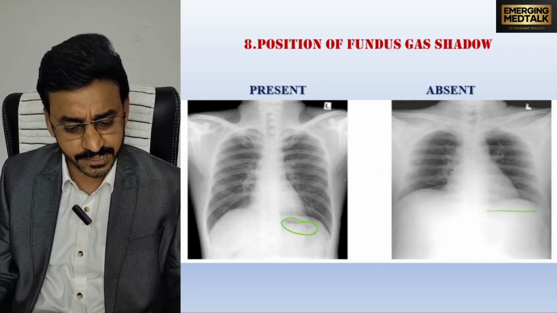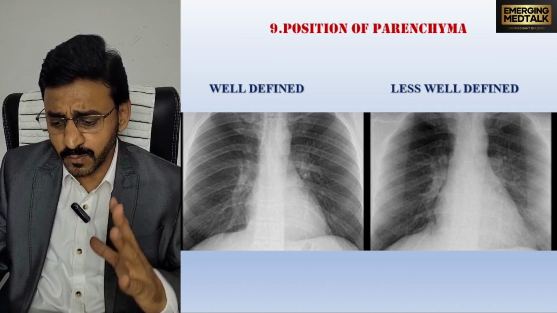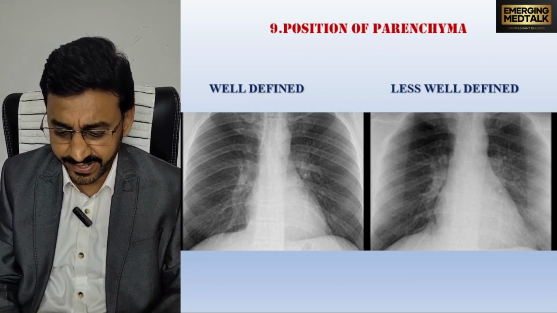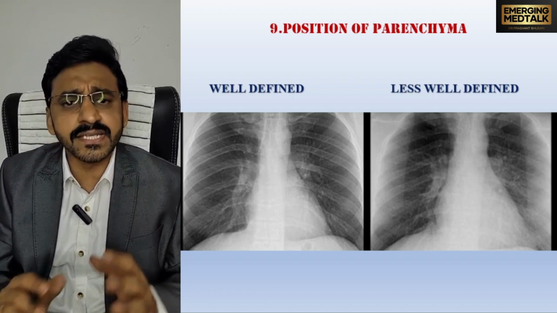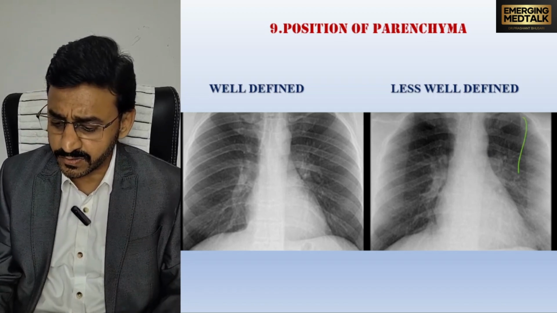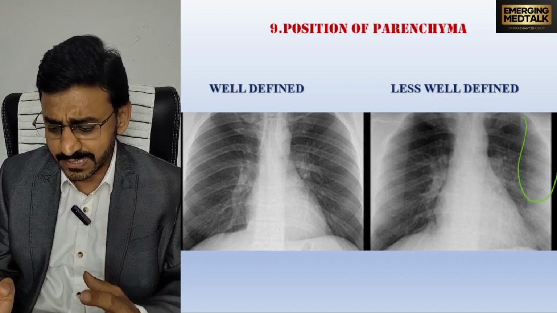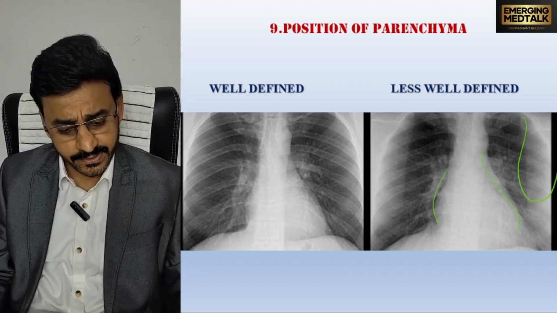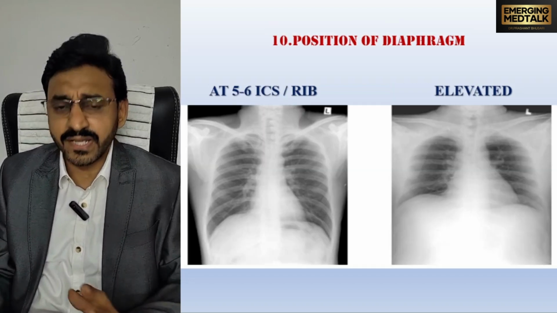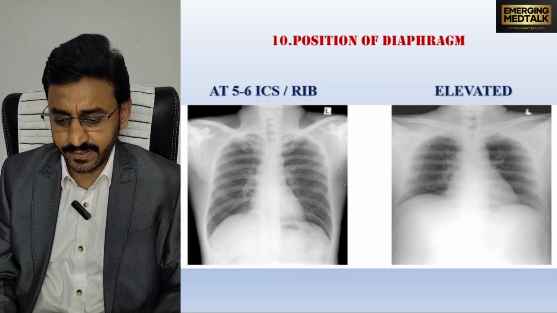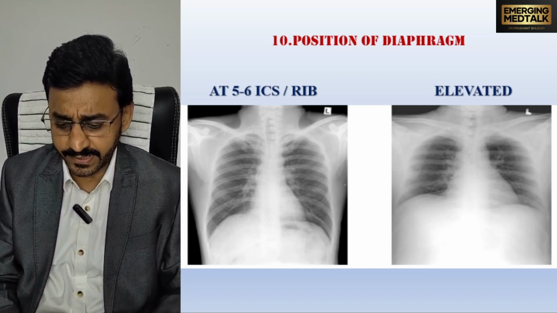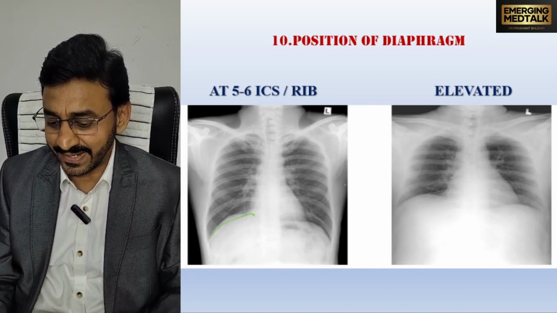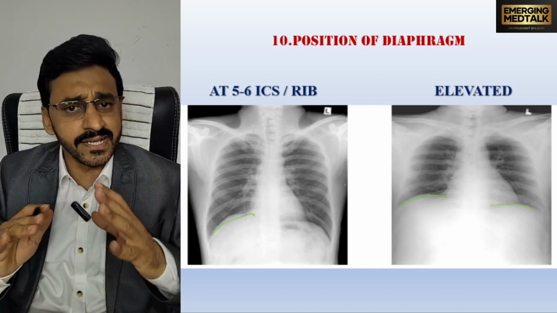It is the erect, standard position, but in the anterior posterior view, we can't see the gas shadow. Then the lung field or lung parenchyma is well defined, but in the AP view it is less well defined because of the scapula also, and the magnified image of the heart or the mediastinum. Then the diaphragm in the PA view is at around the 5th to 6th intercostal space or rib, and on the AP view it is elevated.